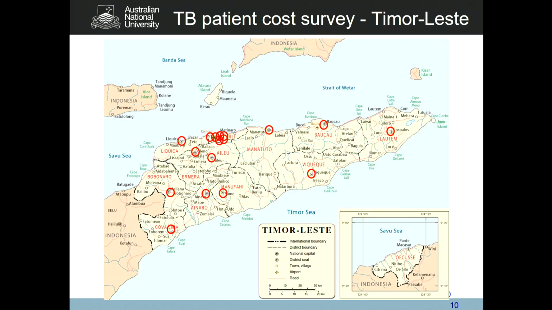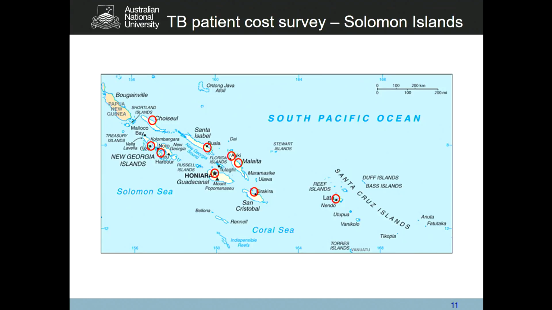So this is just a map of Timor-Leste, and the red circles there are the health facilities where we'll be recruiting. So you can see there's a bit of a concentration in the capital of Dili, but the other health facilities are dotted around the country. And in Solomon Islands, it's a similar picture. We've got health facilities recruited from across the 6 provinces.